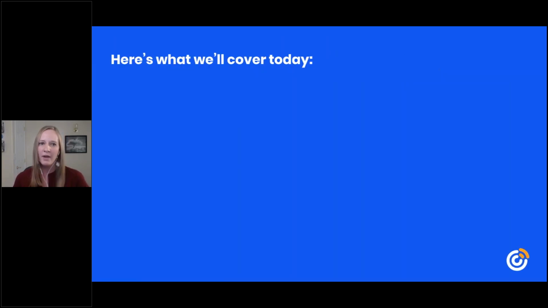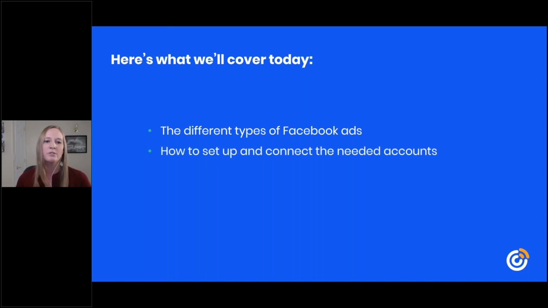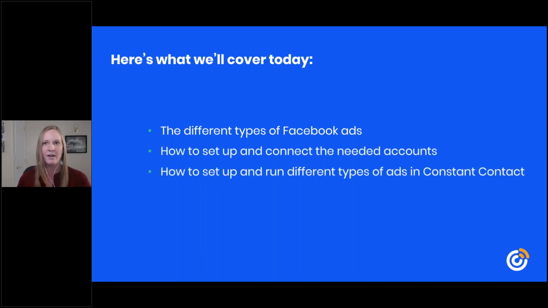With all of that in mind, let's go ahead and take a look at our agenda and see more specifically what we're going to be talking about today. We're going to start by talking about the 2 different types of ads we're going to suggest you start advertising with on Facebook. Then in a demo, we're going to dive into how to set everything up in Constant Contact. We're going to be walking you through setting up and connecting the needed accounts. And then we'll talk about how to create those 2 types of ads in Constant Contact and how to design those ads to make sure they're running efficiently. So you'll have plenty of tips.